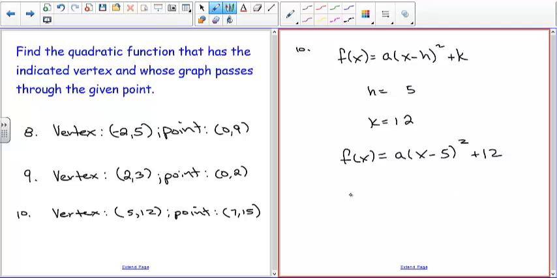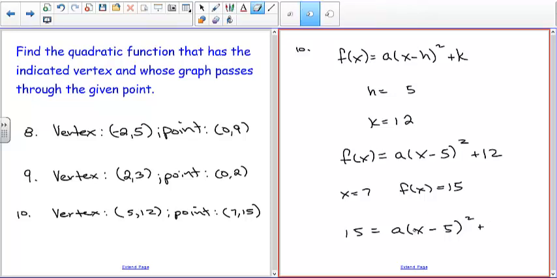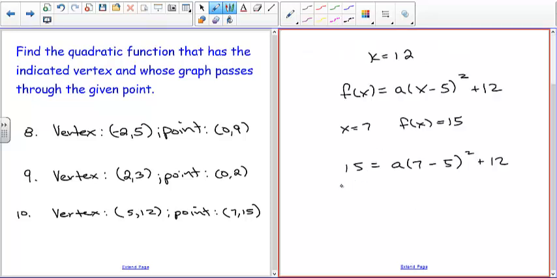Okay, in this case, x equals 7, f of x equals 15. So we get 15 is equal to a times x minus h squared plus 12. So for x I put in 7. So the difference is, when I go here I've got to put in the value of x, which is 7. Okay, so we get 15 is equal to a times 7 minus 5, which is 2, 2 squared is 4, plus 12.